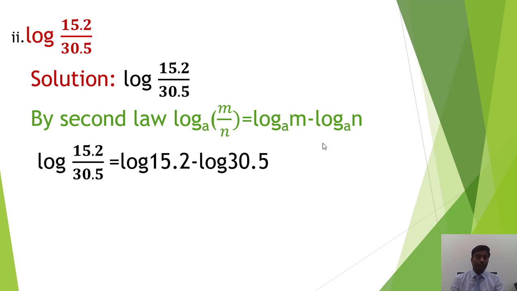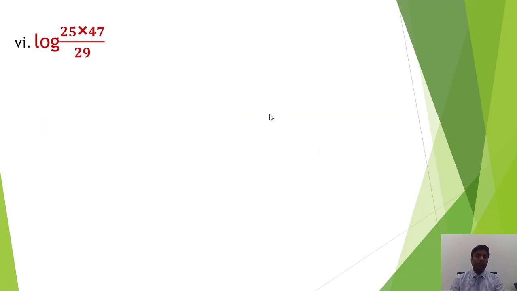Log 15.2 divided by 30.5 is equal to log 15.2 minus log 30.5 by second law of logarithm. Part 6. Log 25 multiplied by 47 divided by 29.